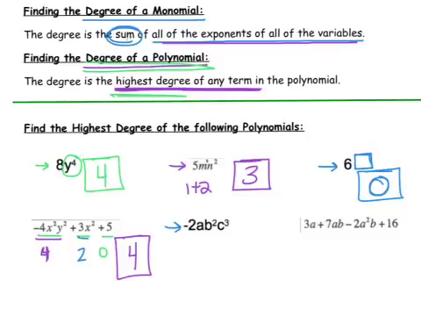Next example, negative 2a to the 1, b squared, c cubed. It's a single term, so it's a monomial, so we're just going to add up our exponents. We have 1 plus 2 plus 3. That has a degree of 6.